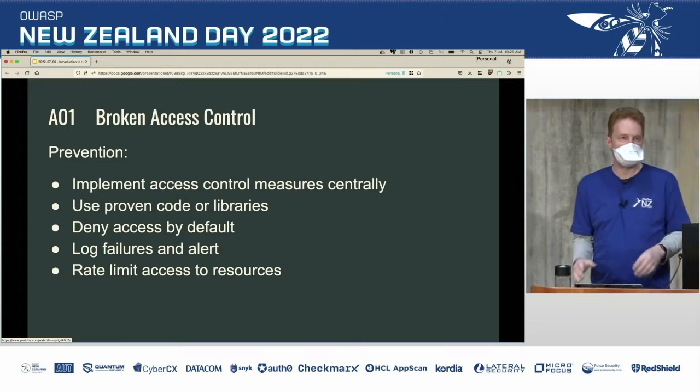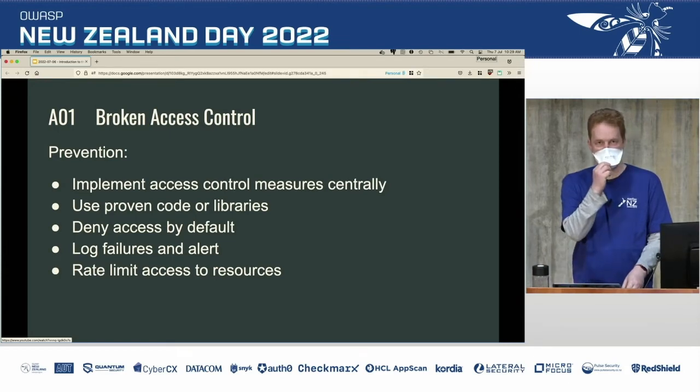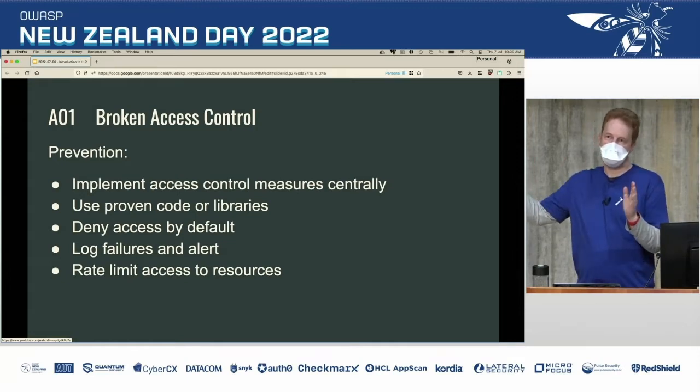As a backstop, make sure that you're logging failures and alerting. And you may consider rate limiting access to things where you can't use other authorization to try and detect abuse if someone's trying lots of different IDs.